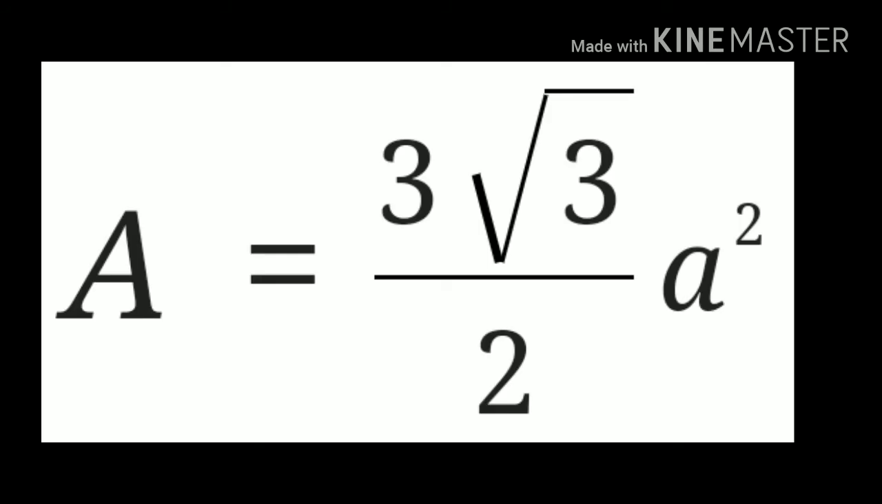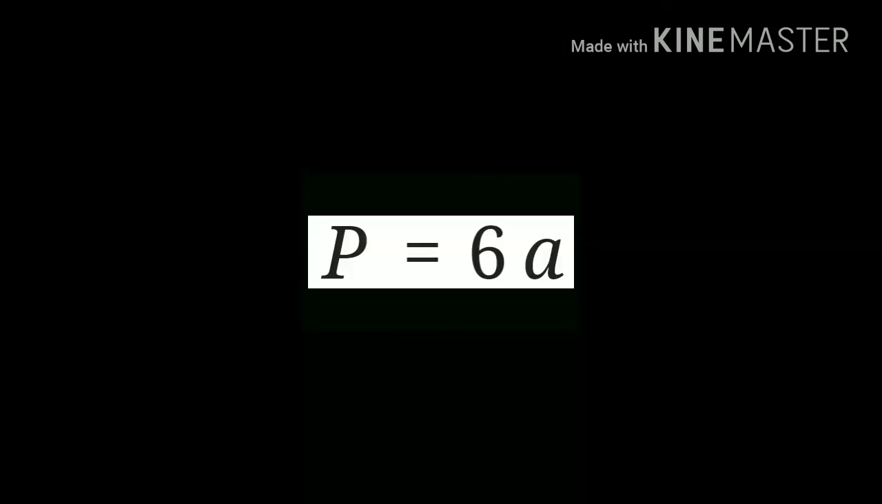The other piece of math that was found during research involving hexagons was the area of a hexagon, which is equal to 3 radical 3 over 2 times a squared, where a is side length. The perimeter of a hexagon is found by p equals 6a, where a is also equal to side length.